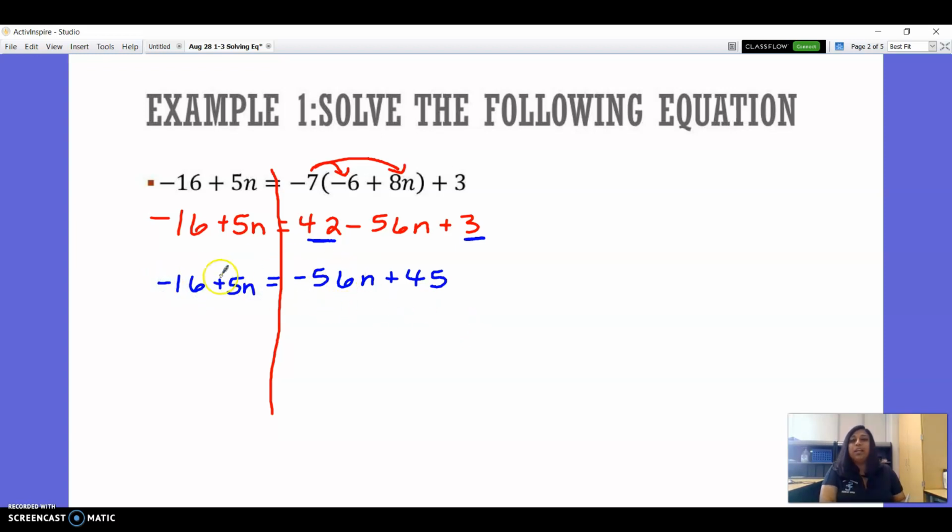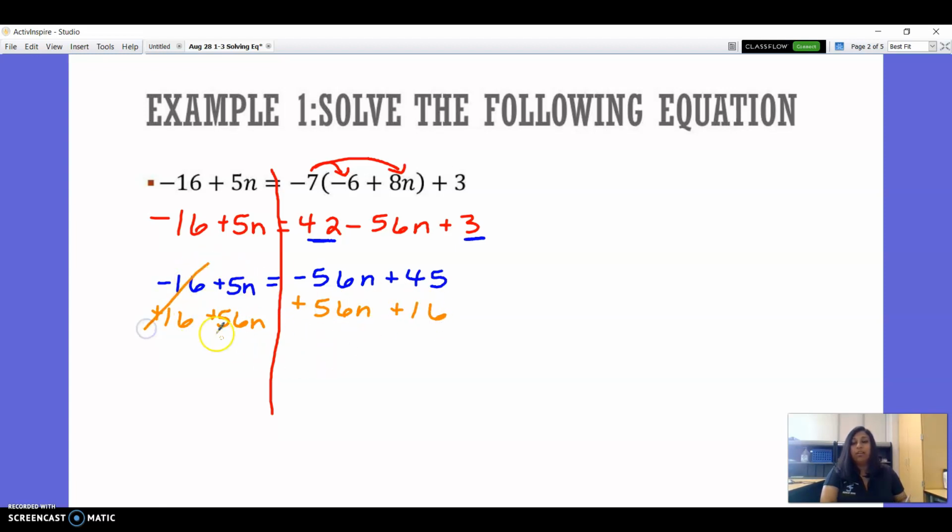Okay, now from here, the left side is as simplified as possible, and so is the right side, nothing we can combine there. So now it's just a matter of getting the variable on the same side. I have 5 n's here and negative 56 n's on the right side, so I'm gonna go ahead and add 56n on both sides so that my variable stays positive, and then I'll also go ahead and add the 16 to get rid of it on the left.